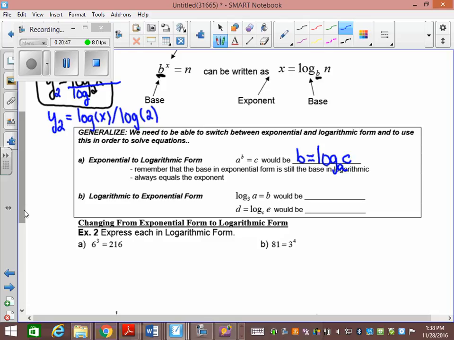Log to exponential, I find easier because I always write the log on the left and then do a 7. I'll explain to you in a second. So here the log is on the left, and then I do a 7. 3 to the exponent B equals A. 3 to the exponent B, see it's going upwards. 3 to the exponent B over the equal sign equals A. If you have log on the left, you can always do the 7 rule.